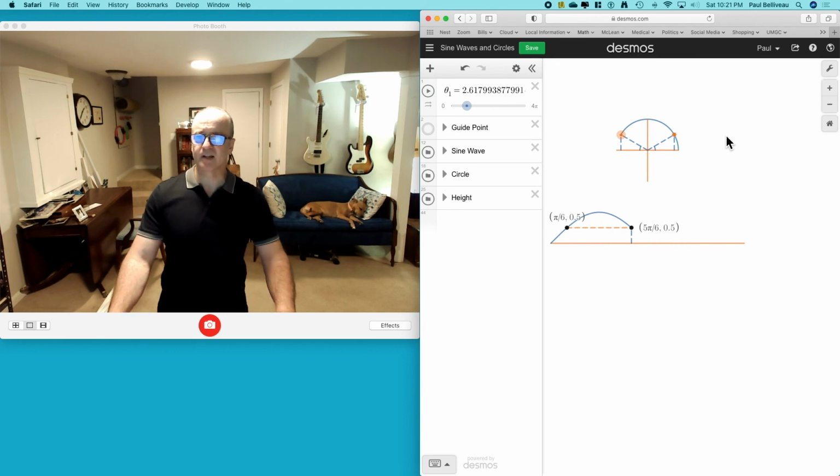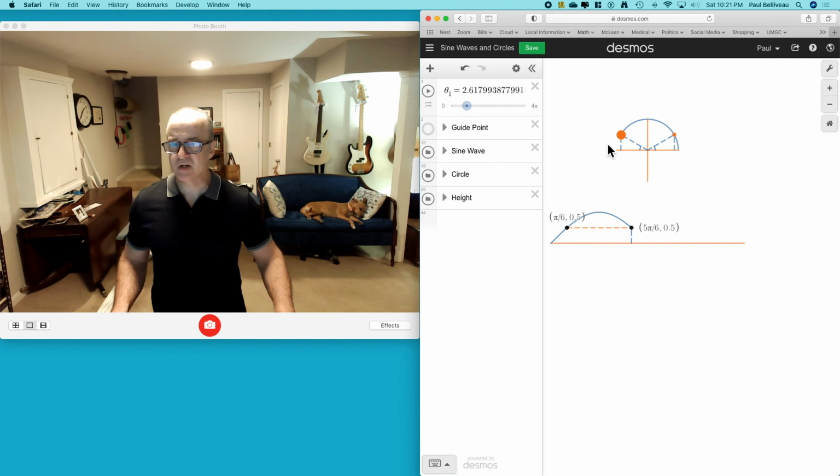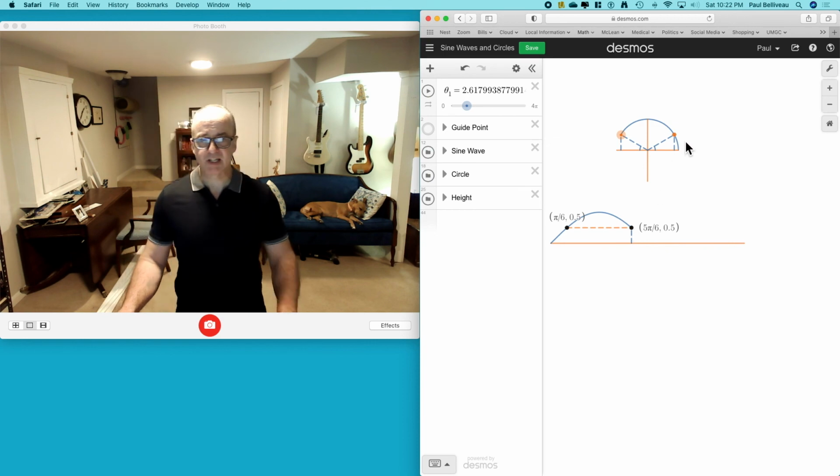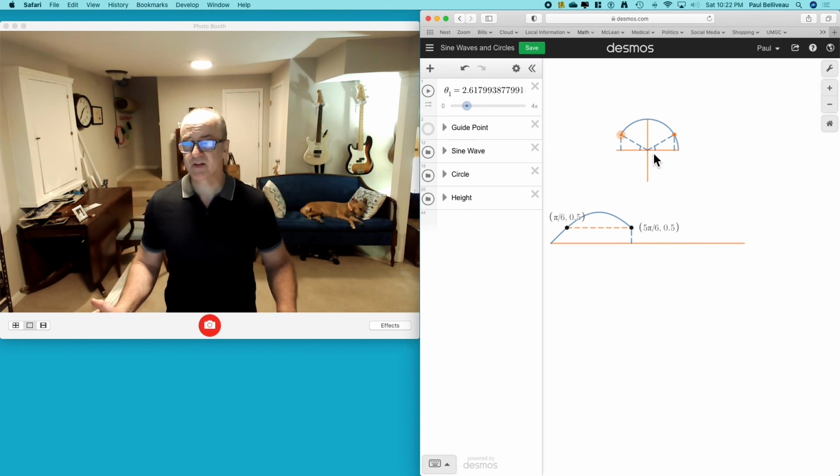If your only goal in life is to be half a unit above an x-axis, 30 degrees, 150 degrees, pi over 6 radians, 5 pi over 6 radians, either will serve you perfectly well. If, while you're at this height of 1/2, you need to know whether you're looking left or right, well, at 30 degrees, pi over 6 radians, you're looking 30 degrees to the right, and at 5 pi over 6, 150 degrees, you're facing 30 degrees to the left.